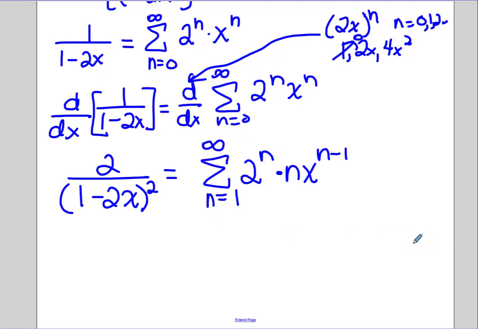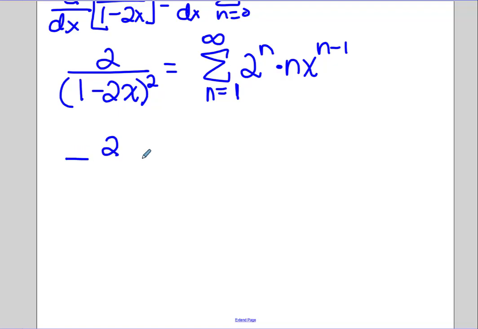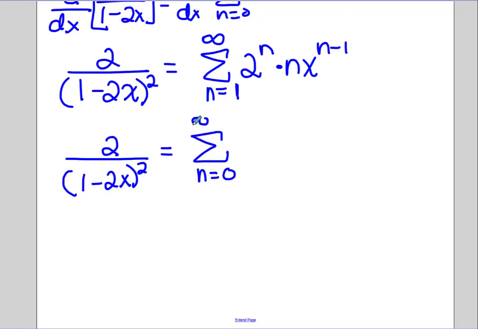But if we want to rewrite it so we get n equals 0 down here, then we could show that 2 over 1 minus 2x quantity squared could be written with our n starting at 0 to infinity. If we took 1 away from this, we're going to add 1 here, we're going to add 1 here, and we're going to add 1 here. So we would have 2 to the n plus 1 times the quantity n plus 1 x to the n.